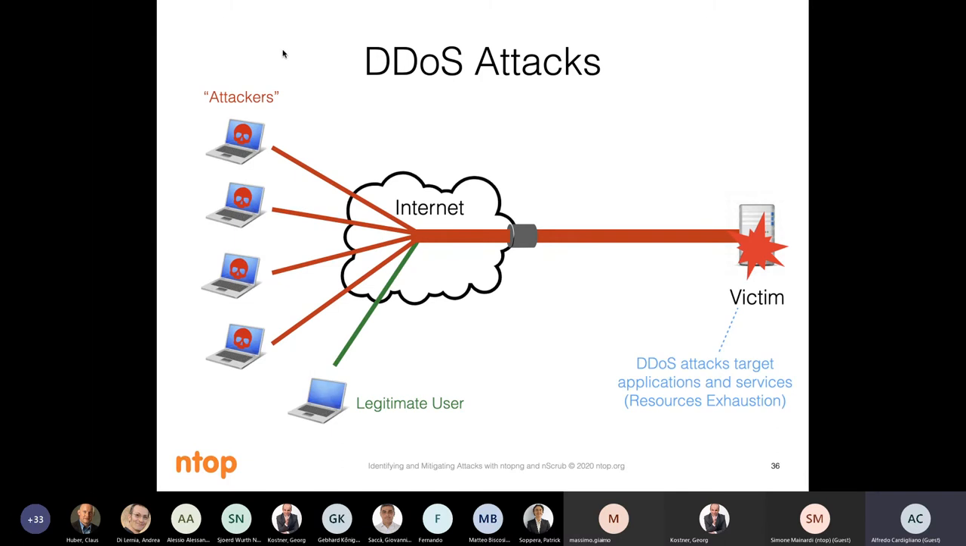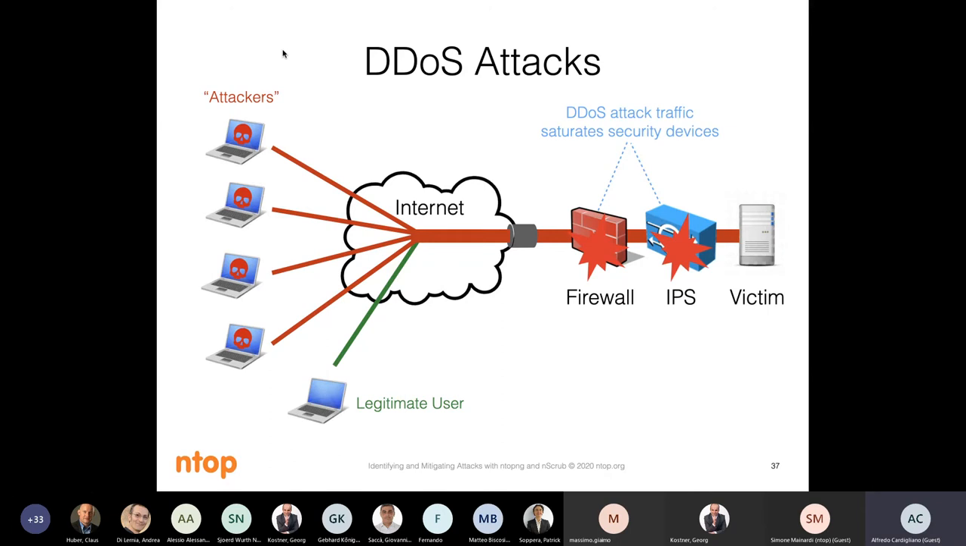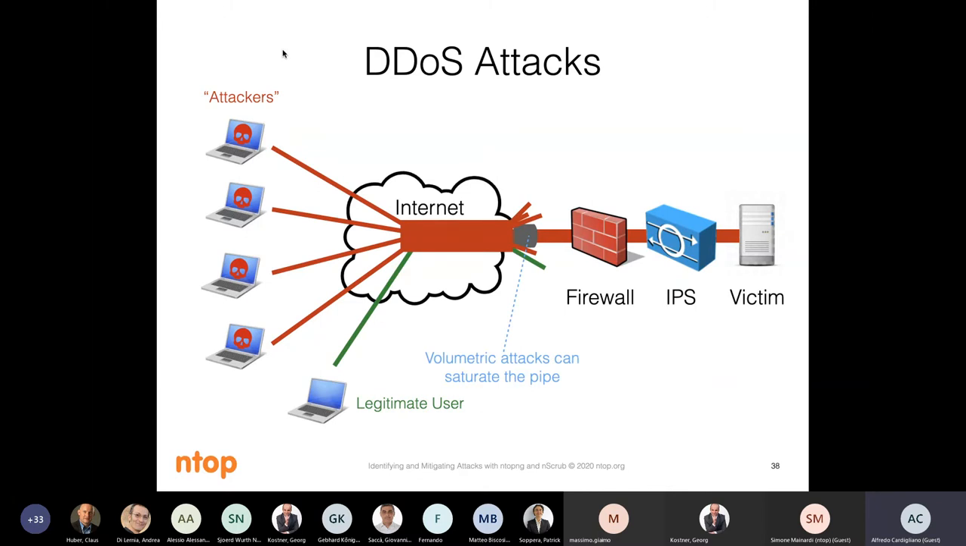So what is a DDoS attack in practice? There are many devices over the internet generating traffic, targeting a victim that can be a web server, a network. And those attacks usually try to exhaust the resources of the victim, bringing the victim down. Or they also hit, before the victim, other devices in the middle, like security devices, firewalls, intrusion prevention systems, or routers, or they can even saturate the internet link. So in this case, a legitimate user who is trying to use your service is not able to do that because your victim is down, or other devices in the middle are down, or your internet link is saturated.